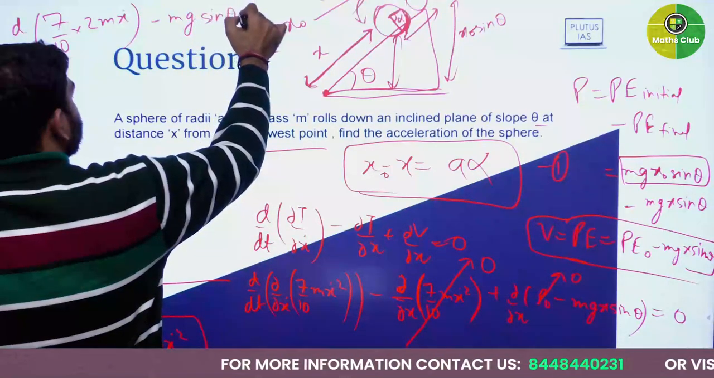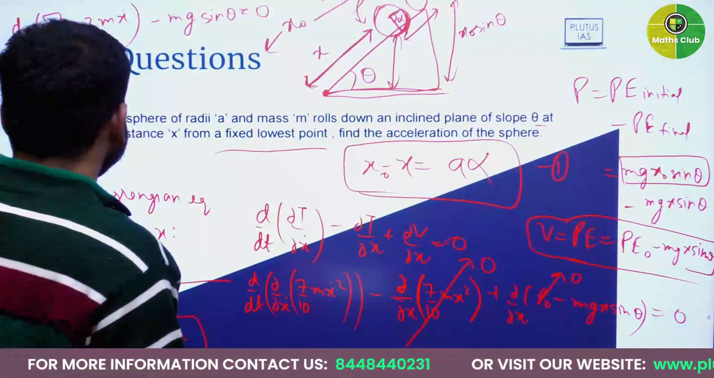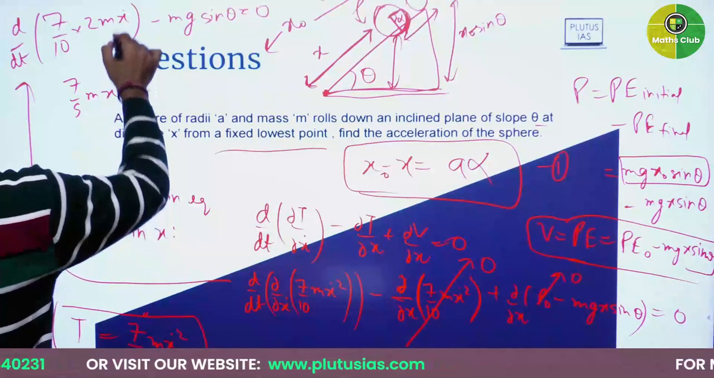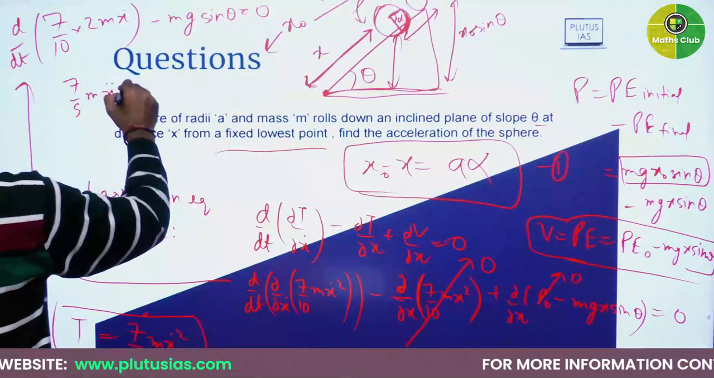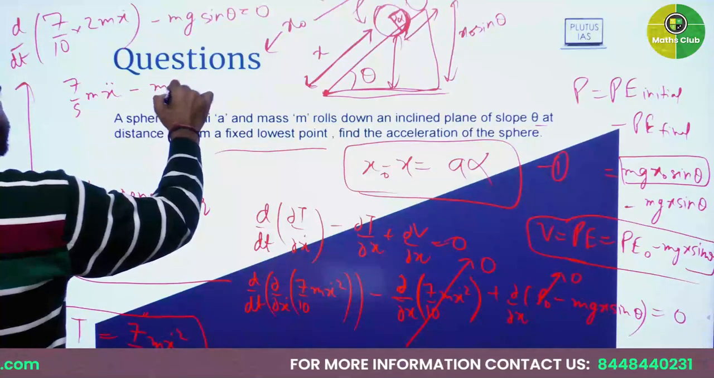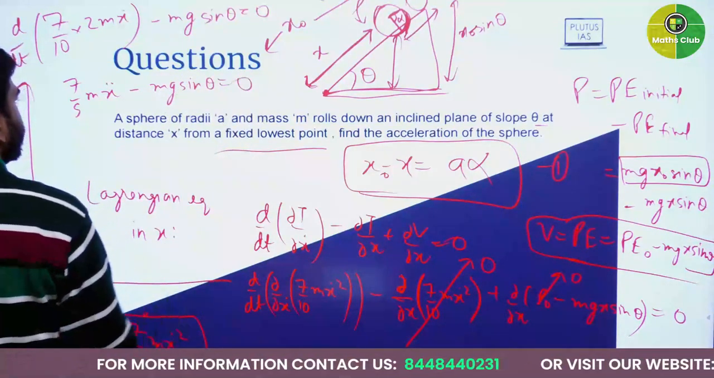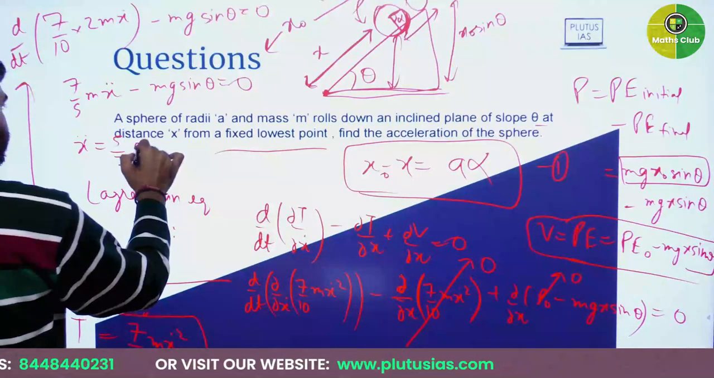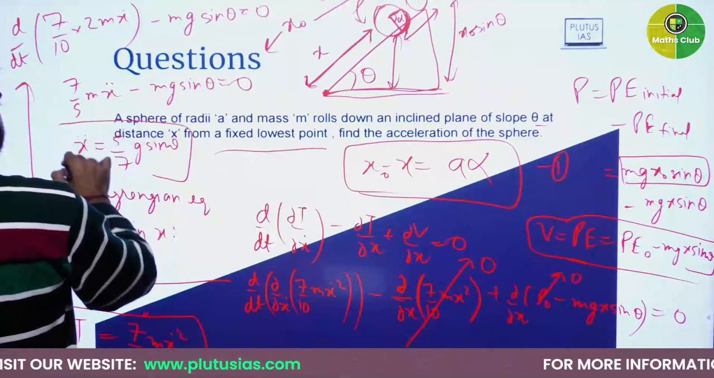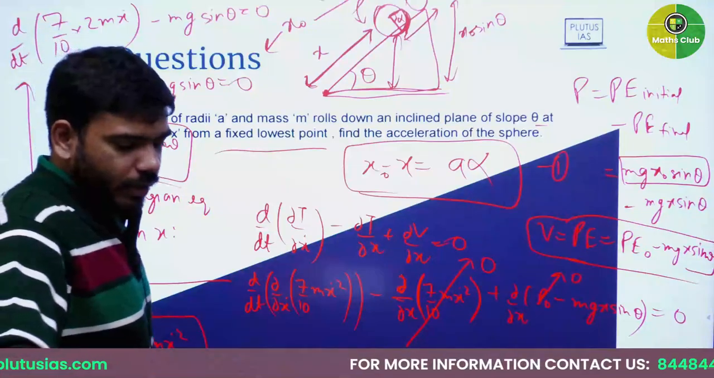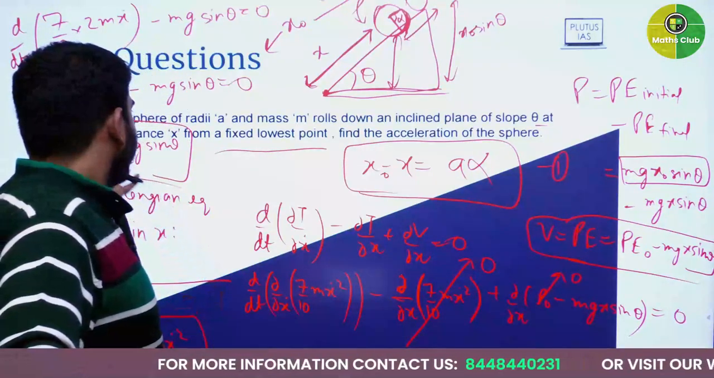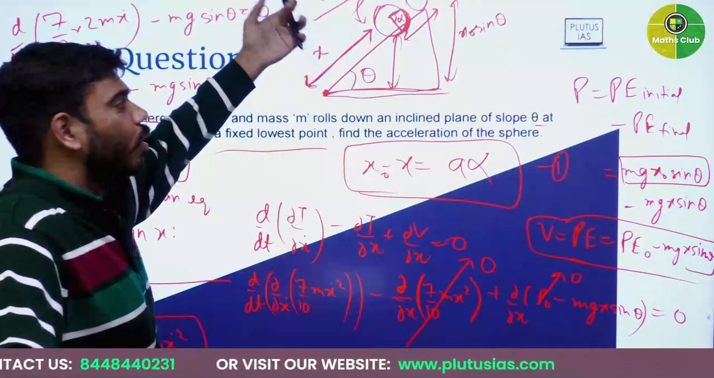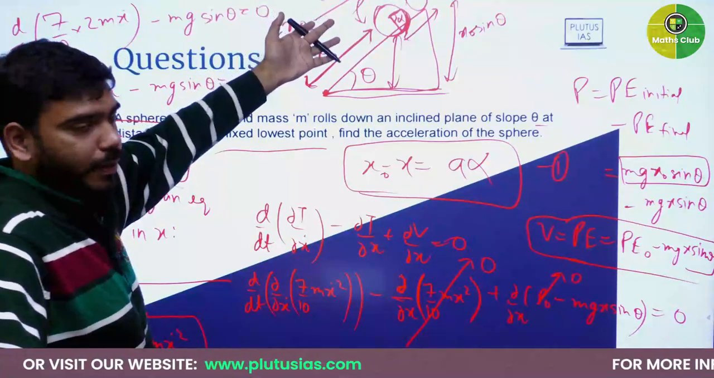sin theta is equal to zero. Now differentiating this with respect to time: 7 by 5 m is constant, x dot differentiated with time gives x double dot, minus m g sin theta is equal to 0. Simplifying this, we get x double dot is equal to 5 by 7 g sin theta. Here x double dot is the second rate of change of x, or the acceleration of the particle.